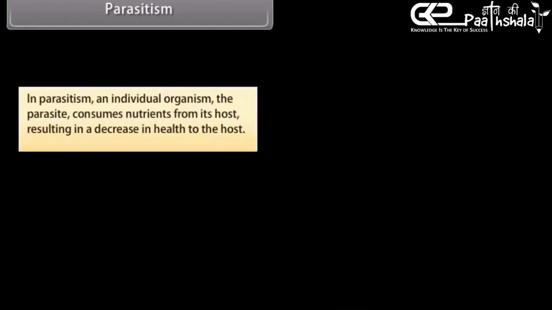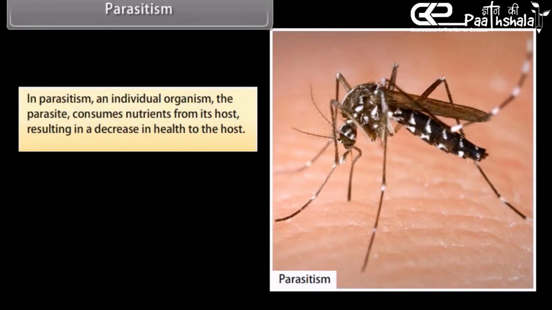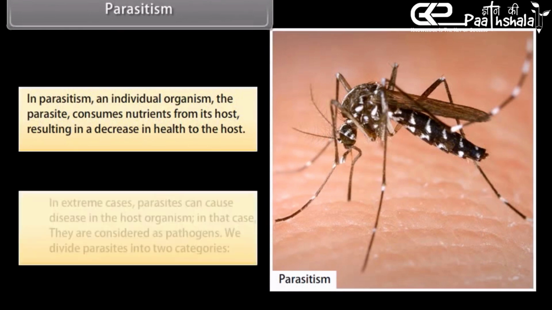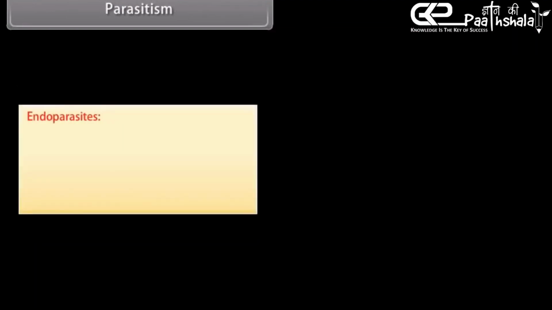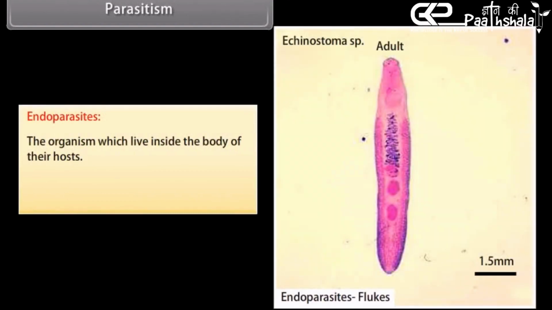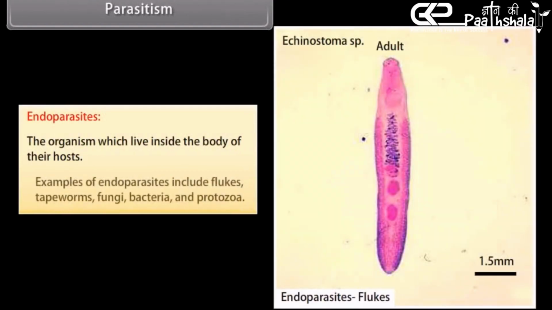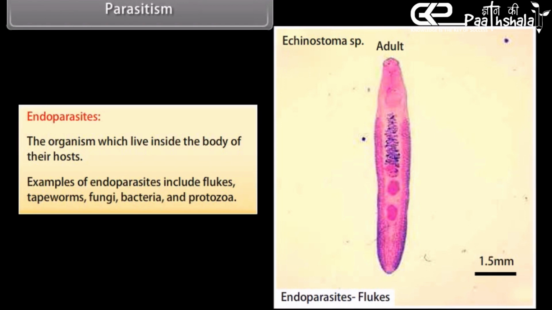Parasitism. In parasitism, an individual organism, the parasite, consumes nutrients from its host, resulting in a decrease in health to the host. In extreme cases, parasites can cause disease in the host organism. In that case, they are considered as pathogens. We divide parasites into two categories. Endoparasites, the organisms which live inside the body of their hosts. Examples of endoparasites include flukes, tapeworms, fungi, bacteria, and protozoa.